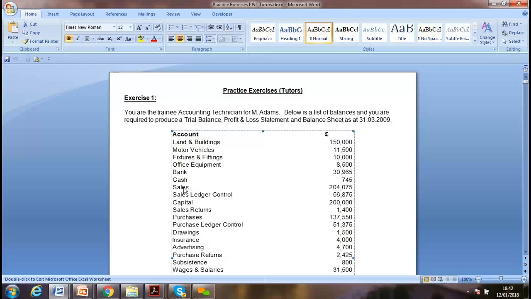Sales is our income. Sales ledger control means our debtors, the customers, who owe us money. Capital means our investment, that goes on the credit side. Purchases goes on the debit side. Purchase ledger means the money we owe. We purchase something but have not paid the money, so that's a liability for the business, and liabilities go on the credit side. Drawing is an expense, goes on the debit side. Insurance is an expense. Advertising is an expense.